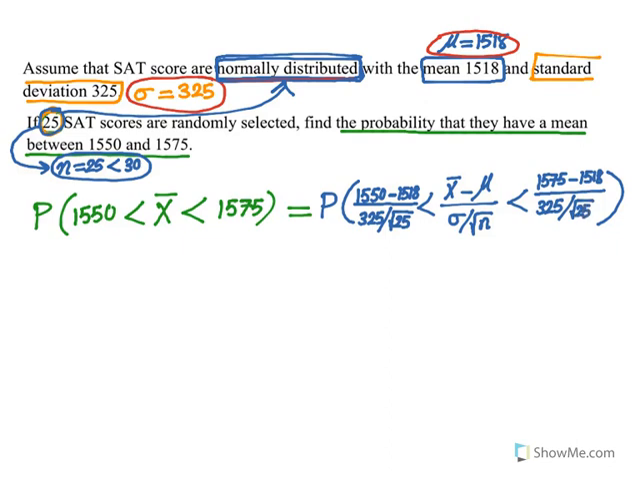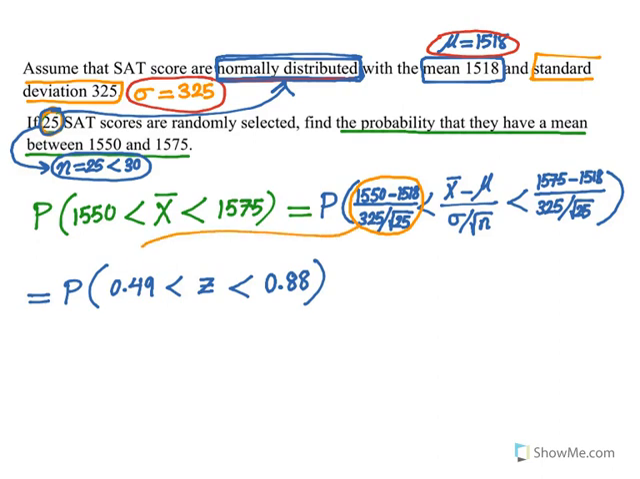Okay, and if you do this, you'll get the probability that the Z score is between, if you approximate it to 2 digits, 0.49 and 0.88. So let me just remind you that if you do this on the calculator, you'll get these numbers approximated to 2 digits after the decimal. For Z score, we always approximate to 2 digits.